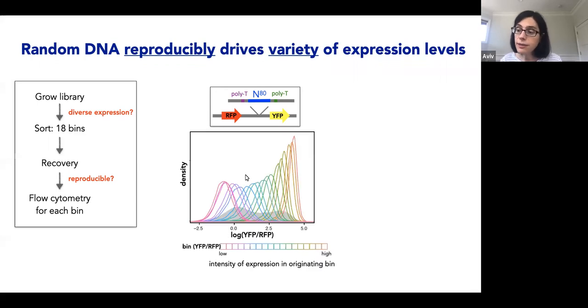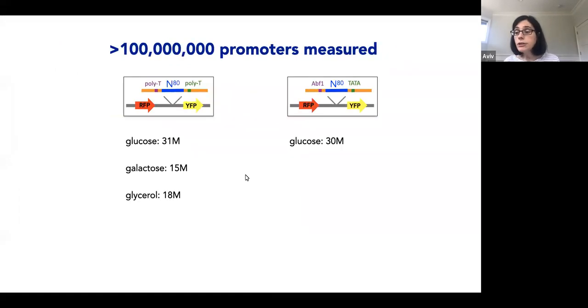And here are the results. These are the regrown yeast, but they're colored by the expression in the original bin from which they were grown. And you can see the gray distribution also, which is the natural yeast promoters. And what you see is that we got a broad range of expression levels, as broad or broader than the natural promoters, but also it was reproducible. The regrown yeast expressed at the level of the bin from which they were grown. So now we were ready to do an experiment.